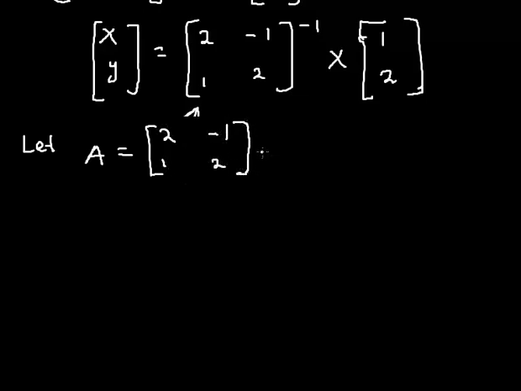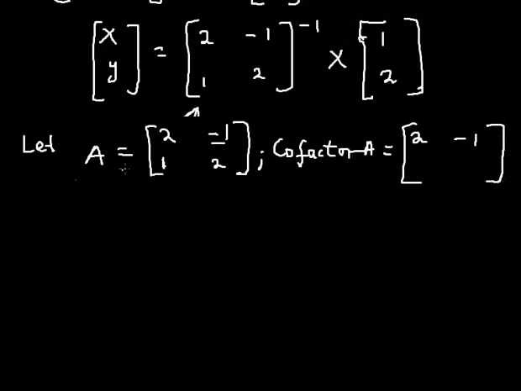Of course, the very first thing we do is start with the cofactor of A. You know how we do the cofactor. This position is positive, and this one will be negative. The minor of this minus 1 is 1, and it is at the odd position, so that is minus 1. The minor of this 1 is minus 1, also at the odd position, so it's minus 1.